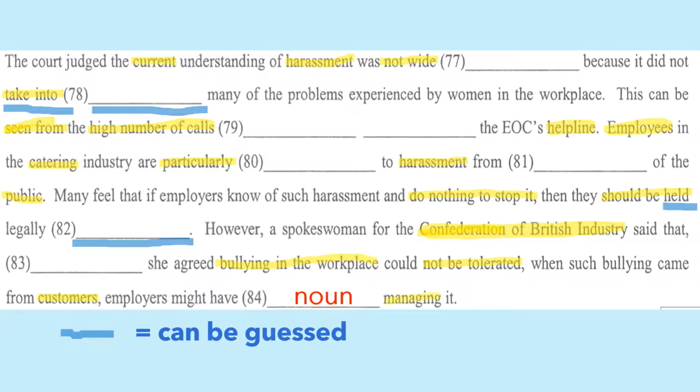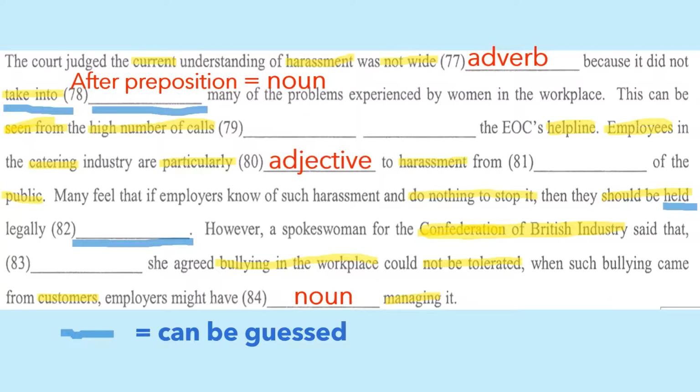Okay? Right, so let's have, okay, please highlight the rest. And then I would like you to write down the tip. Okay, was not wide adverb. Was not wide adverb. Then this place can taken into something, and then so you need a noun after preposition. High numbers of call, passive voice there, 80, particularly.